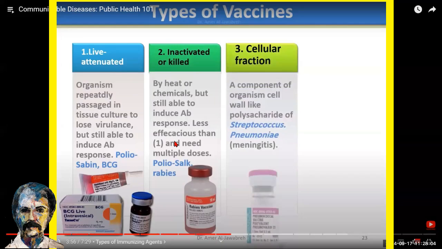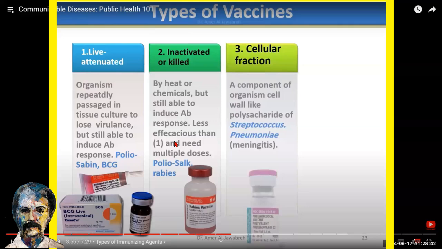An example is Streptococcus pneumoniae, which is the main causative agent of meningitis in children usually. Meningitis is caused usually by Streptococcus pneumoniae, second Neisseria meningitidis, third Haemophilus influenzae B. Streptococcus pneumoniae, which is like a ball, a coccus, has a cell wall consisting of polysaccharides. This is the most important component in the infection itself.